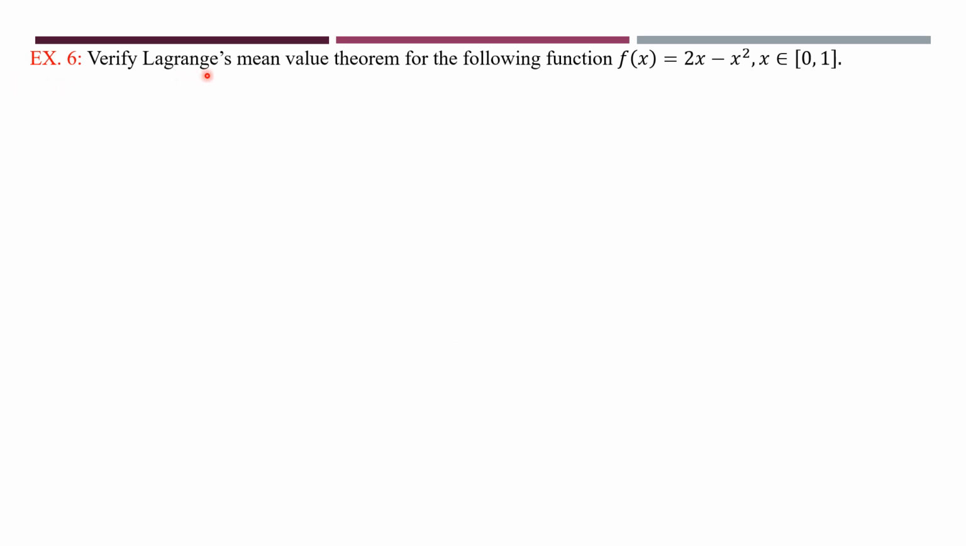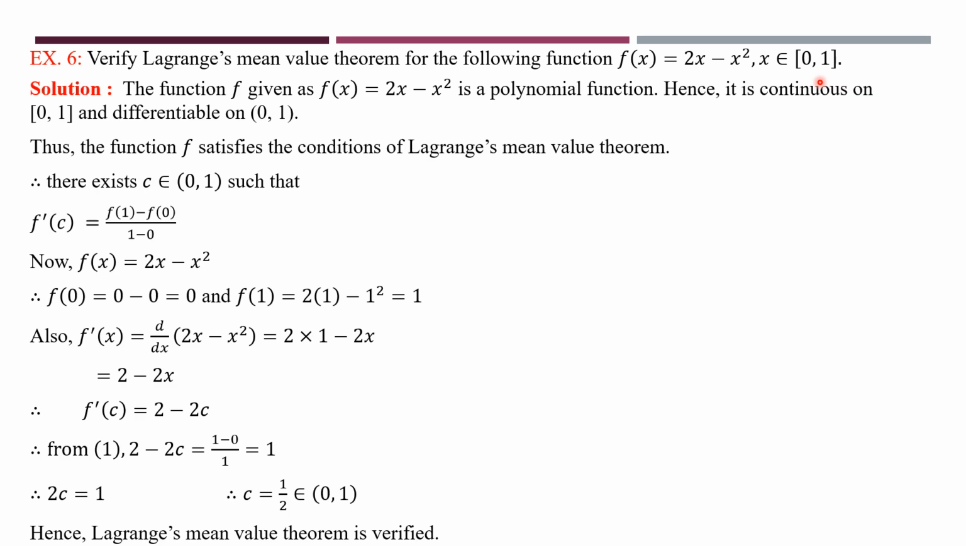Example number 6. Verify Lagrange's mean value theorem for the following function. f of x equal to 2x minus x square, x belongs to the closed interval 0, 1. Solution. As f of x is a polynomial, hence it is continuous on the closed interval and differentiable on the open interval. Therefore, f satisfies the condition of Lagrange's mean value theorem.